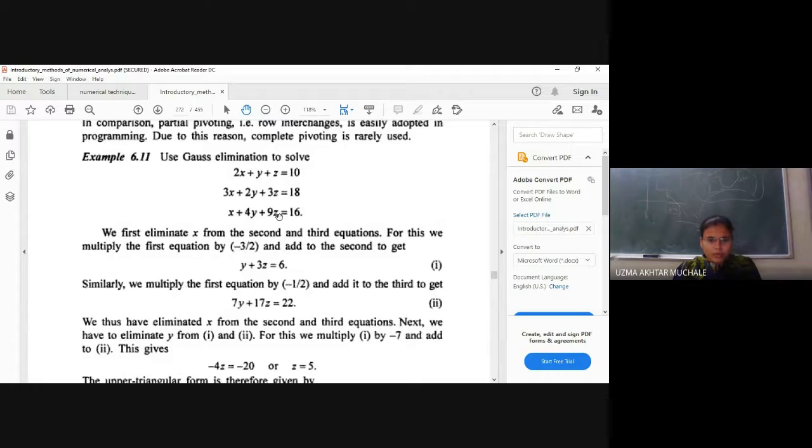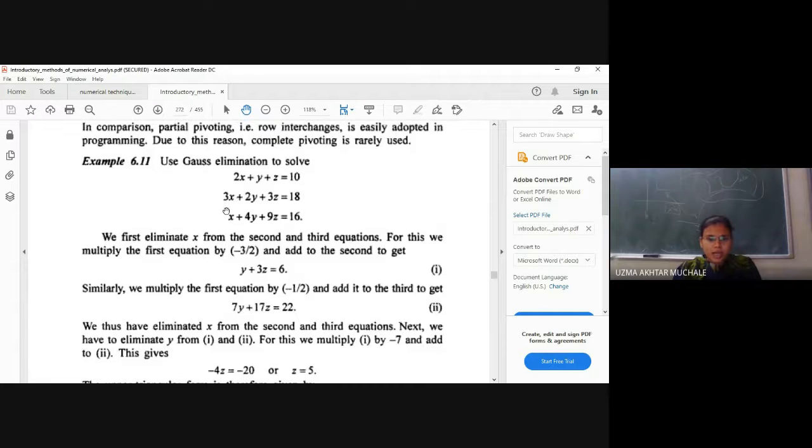Now if I want to eliminate, we have to make this upper triangular. We have to make the entries below the diagonal 0. So we have to eliminate x from the second equation. We have to multiply in such a way that the coefficient of x in the second equation becomes 0. So what you have to do is simply multiply by minus 3 divided by 2, since this is 2, no? Hence after doing this you can just subtract it.